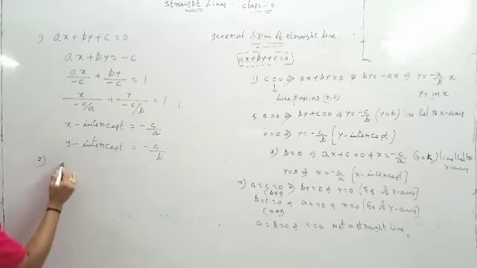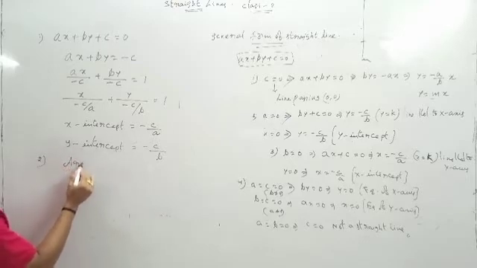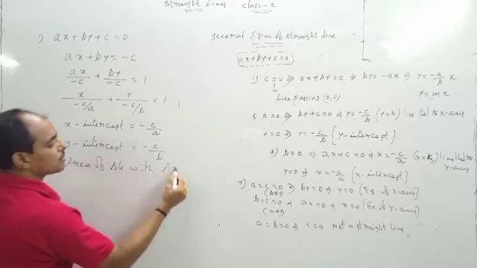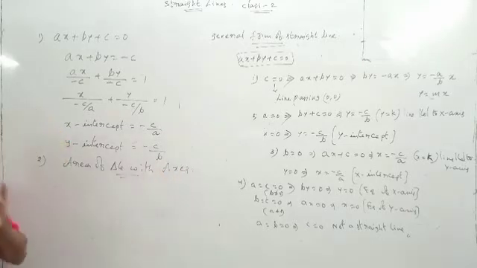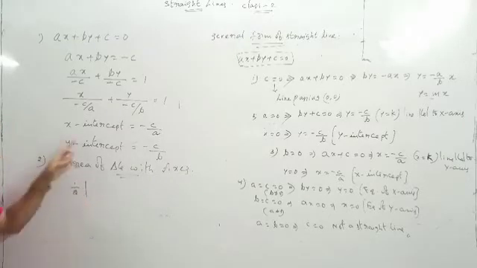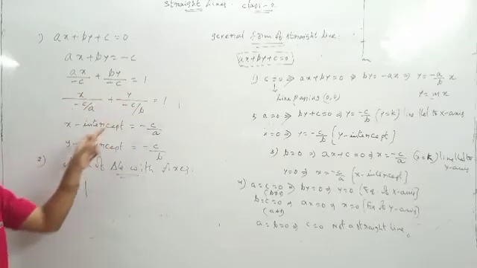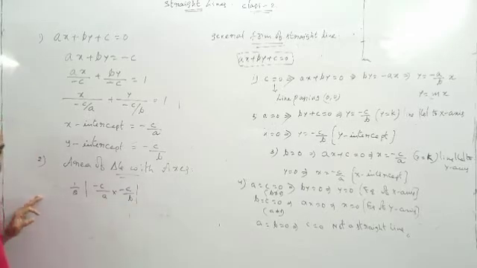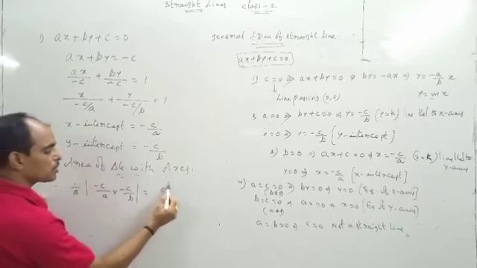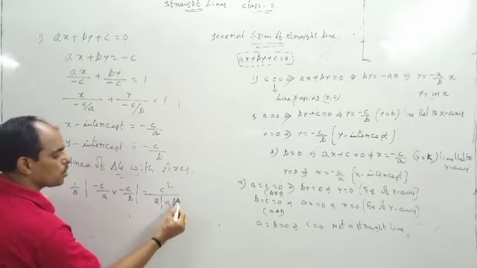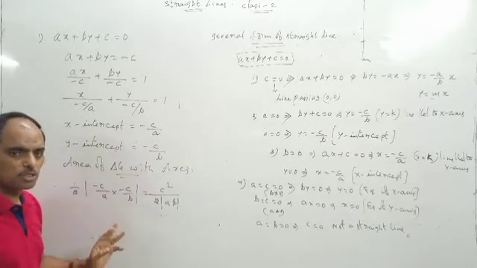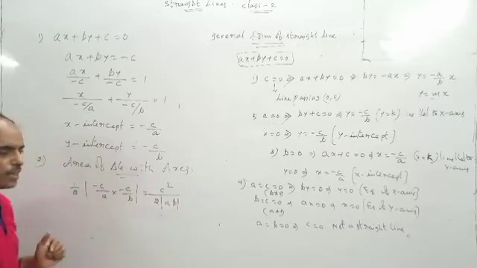Now one more point. What is the area of triangle with coordinate axis? Just I told you, half into x intercept into y intercept. This is of the intercept form. X intercept is minus c by a, y intercept is minus c by b. So minus into minus is plus, so c square by 2 mod ab. Why do I write modulus not for c square? c square is always a positive value. So product of ab, c square by 2 mod ab.